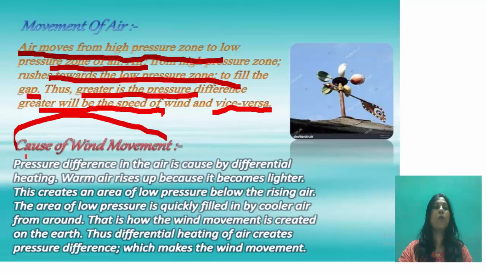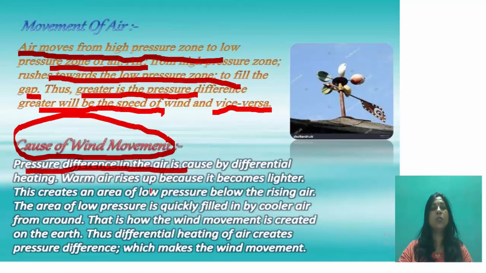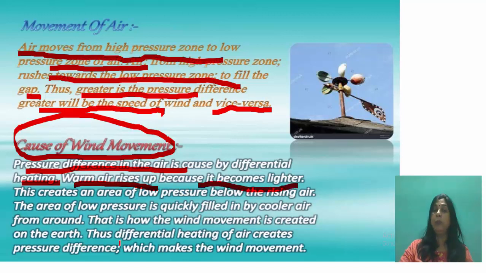Now, what are the causes of wind movement? Pressure difference in the air is caused by differential heating. Differential heating means uneven heating of the land. We know when the sun rises, some areas of the land get heated more and some areas get less heated. In the areas where the land gets more heated, the air above the land also gets heated up and becomes warm, and the warm air rises up. Why does it rise up? Because it becomes lighter. We have discussed it in part 1 of this chapter.